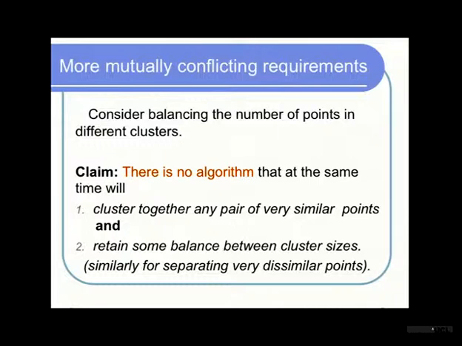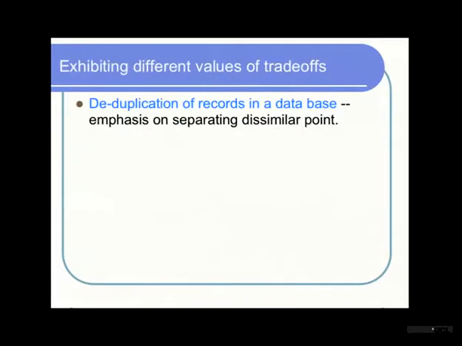So the requirements of clustering are contradictory in their nature, and it's not just a theoretical issue. Here I wanted to give some examples in which the emphasis in clustering should be different. One application of clustering is deduplication of records in a database. Say I have a database of citations. I don't know which citation index you're using, but I'm using DBLP, and I'm very happy to go to DBLP and realize that I have so many papers. But if I check it more carefully, some of those papers are repetitions.